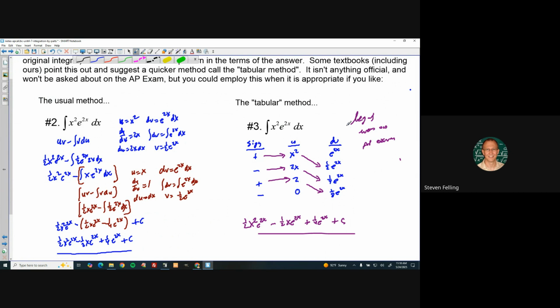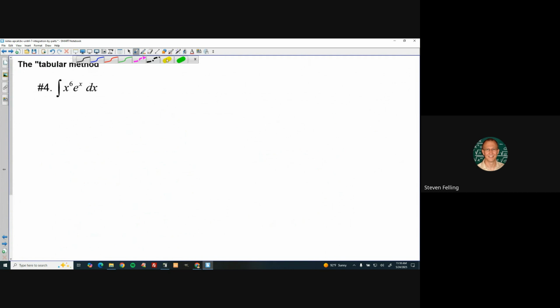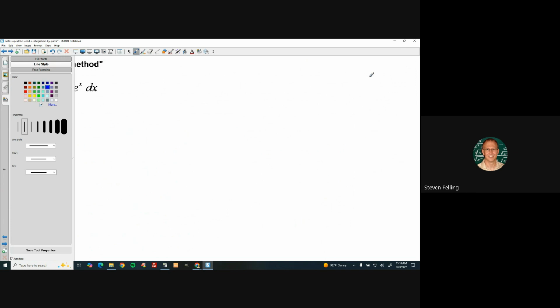Okay, so just to finish this up, let me show you where this would be really helpful, where you definitely would want to use the tabular method. Let's say you had x to the 6th e to the x. That would require integration by parts 6 times. And that's a lot of writing the traditional way. So instead, let's just go ahead and do the tabular method.